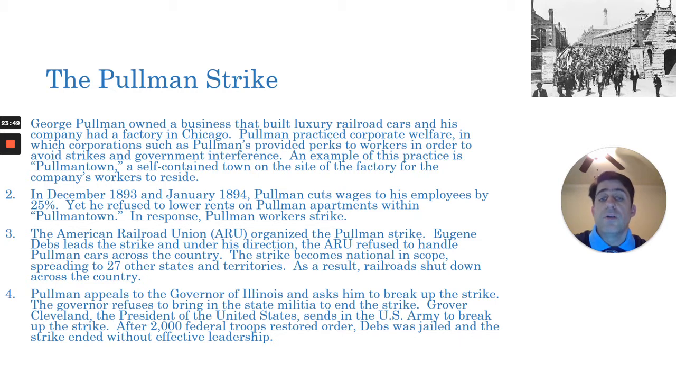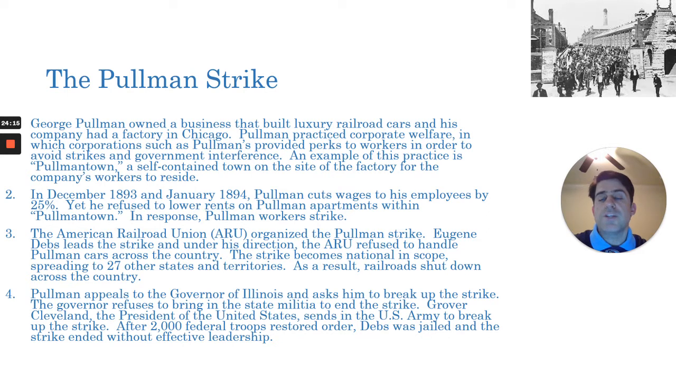Unsurprisingly, the workers were not happy with this turn of events, and they wound up striking. The American Railroad Union, a craft union that was part of the AFL, organized the Pullman strike, and Eugene Debs was the national leader of the strike. They refused to handle Pullman cars across the country.